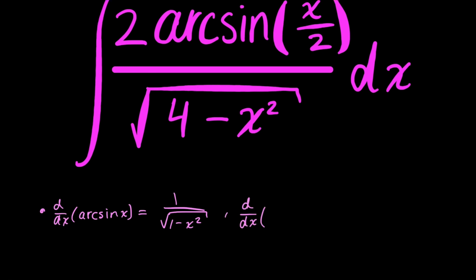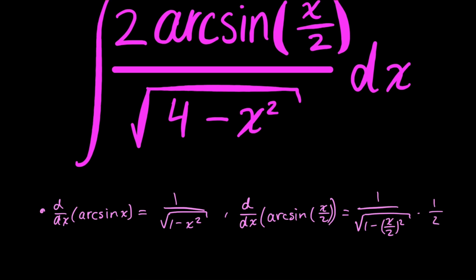And so the derivative of my arcsine x over 2 is the same thing. I just replace x with x over 2. So I end up with 1 over the square root of 1 minus x over 2 squared, times a factor of 1/2 that comes from the chain rule.